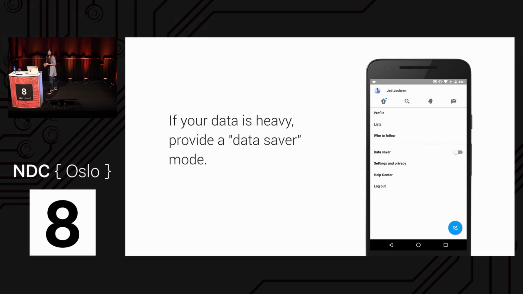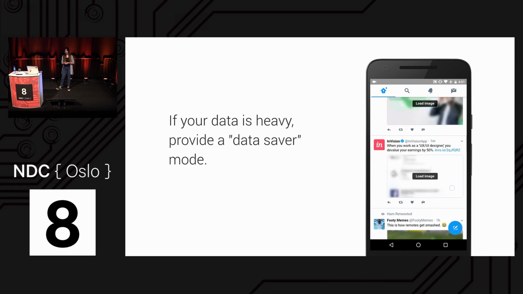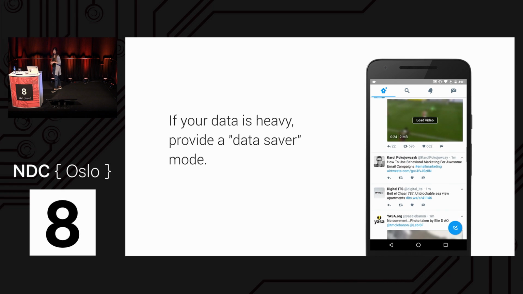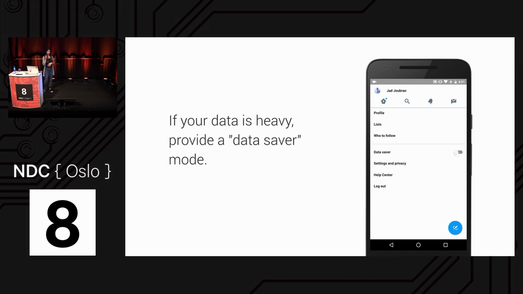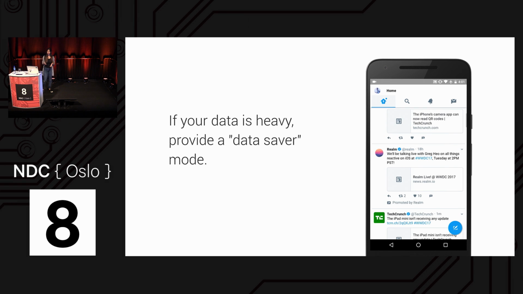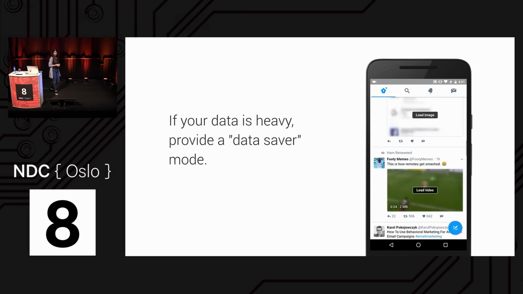And if your data is heavy, then provide a data saver mode. And the perfect example is Twitter Lite. They have this data saver mode that when you toggle it on, as you can see, the videos and pictures are blurred out, and they're only accessible when you tap on them. And this reduces the data usage by up to 70%, and that's great.